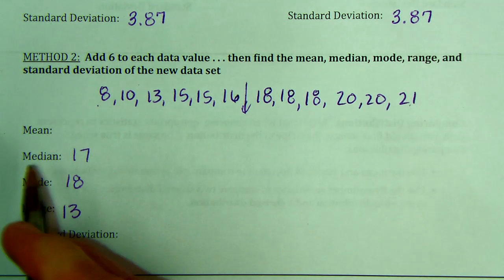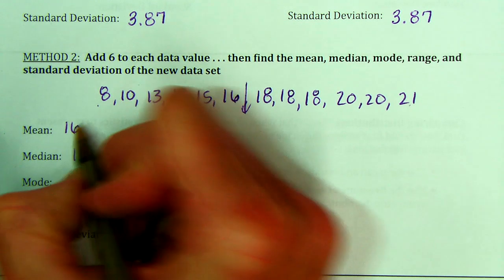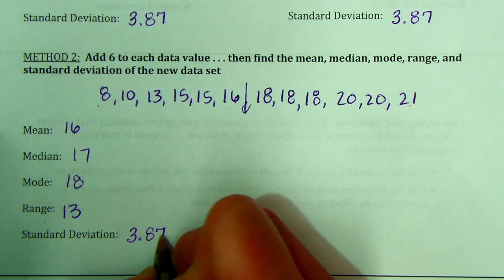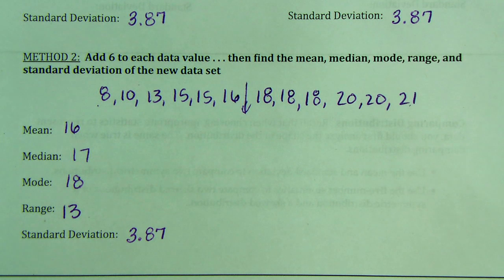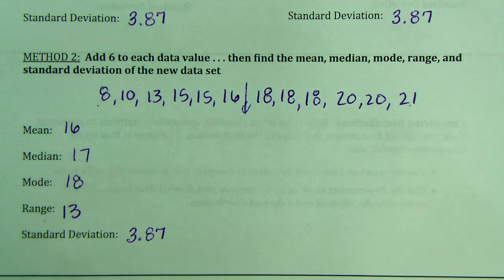Standard deviation, you would also get 3.87. Now, 3.87. So you could calculate it either way. You could actually physically add a number to each one, or you could simply add whatever your number, your constant, to your mean, your median, and your mode. Your range and your standard deviation will not change.